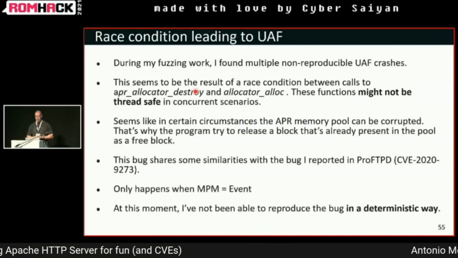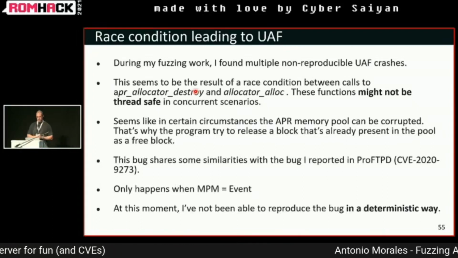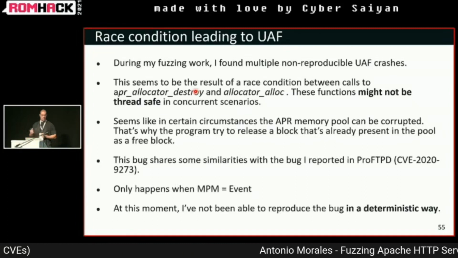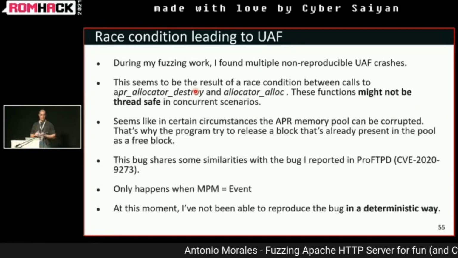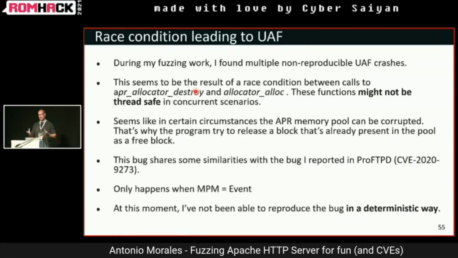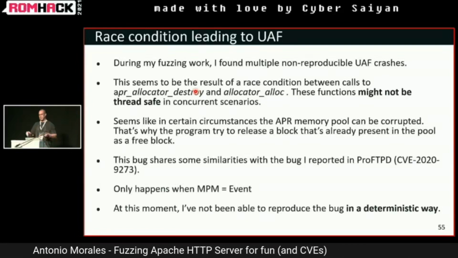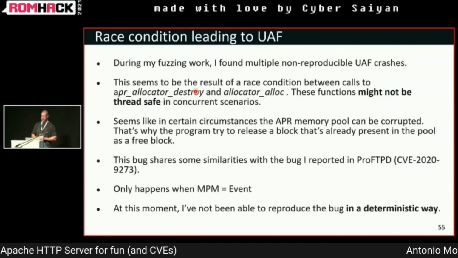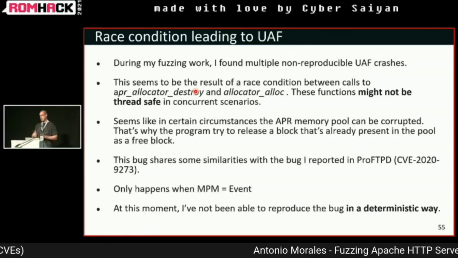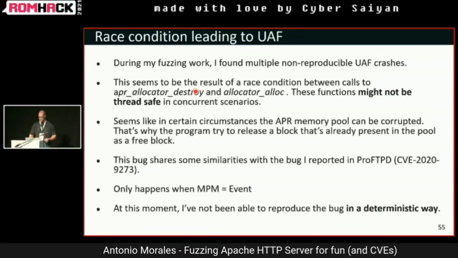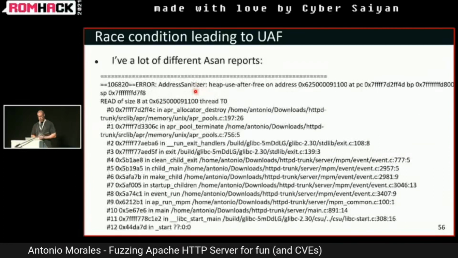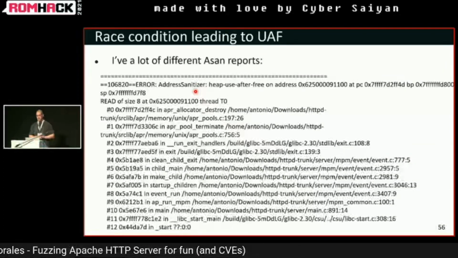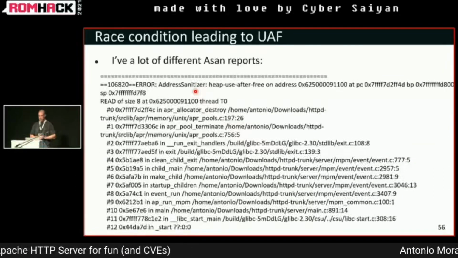At this moment, it's important to note that it only happens when the MPM is the event MPM. That is the de facto standard nowadays. And I'm still trying to figure out how to exploit this vulnerability in a deterministic way. That is the problem with this type of race condition bugs. Of course, there are some stack trace examples. I have a lot of them.